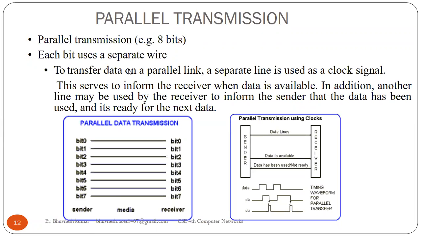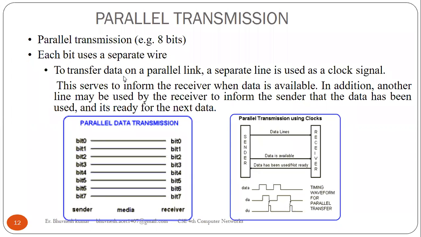To transmit data on a parallel link, a separate line is used as a clock signal. This serves to inform the receiver when data is available. The clock signal is used so that the receiver knows the data is ready to send. That is why a clock signal is used in parallel transmission. But in serial, this clock signal is not used.